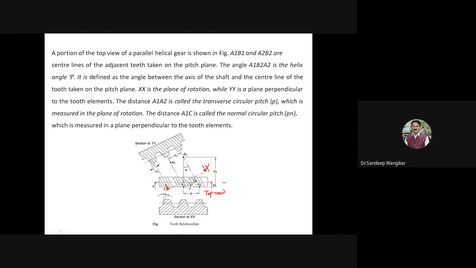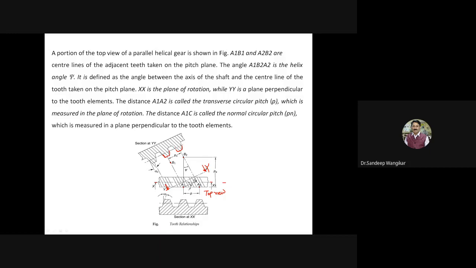A1, B1 and A2, B2 are the center lines of adjacent teeth. So what is mentioned here? This point is A1, this point is B1, this point is A2, this point is B2. These are nothing but the center lines of adjacent teeth. This is one tooth, this is another tooth, and these are the center lines. So A1, B1 is the center line of this tooth and A2, B2 is the center line of the adjacent tooth.